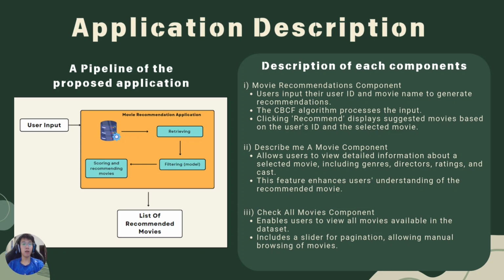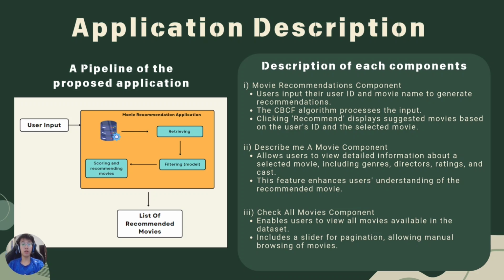And then at the third stage of the pipeline, the list of recommended movies will be retrieved and displayed on the web application. For example, if a user searches for the Avatar movie, which is about aliens, the system will recommend movies that are related to science fiction or aliens. Next, description of each component. So we have the movie recommendation component.